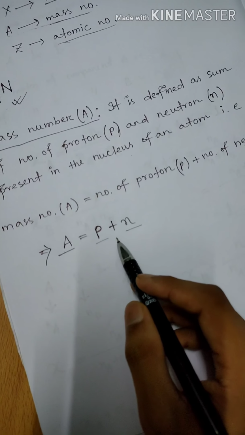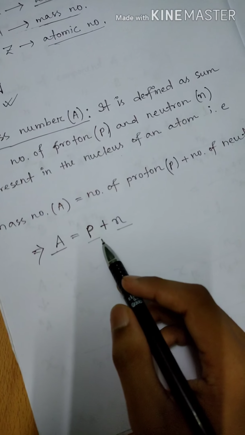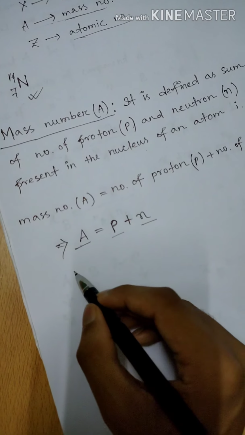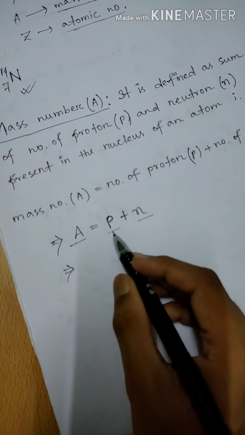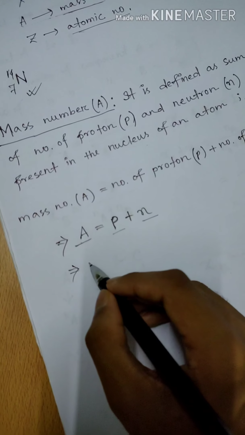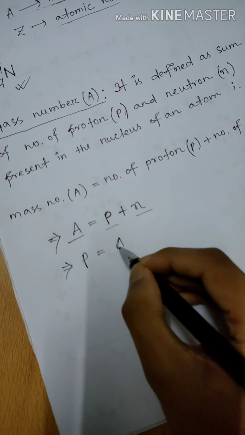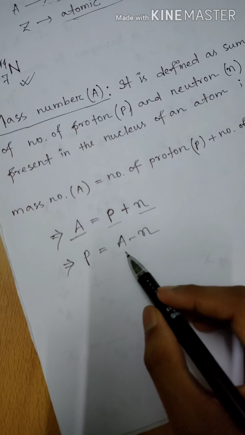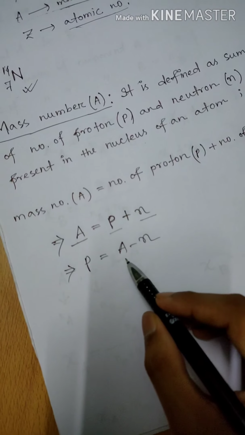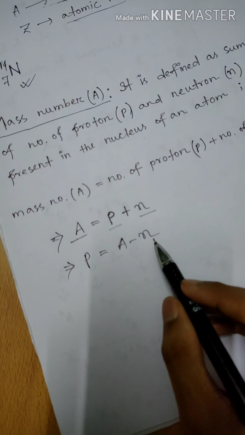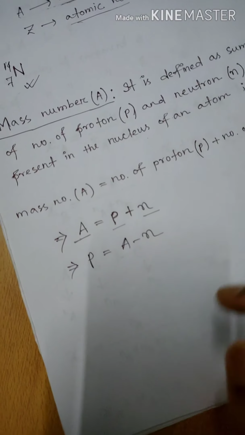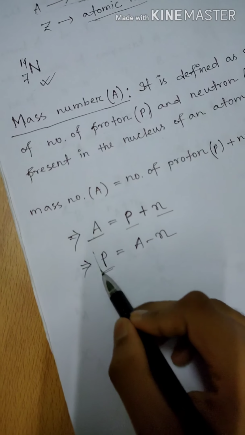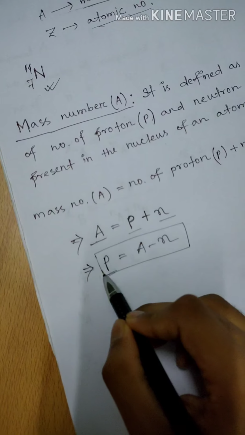Now from this we can calculate the number of protons and the number of neutrons. If we are to calculate the number of protons from this formula, then P equals A minus N. If we know the mass number of any atom and the number of neutrons present in the nucleus of that atom, then we shall get the number of protons. Okay, so this is the formula for finding the number of protons.